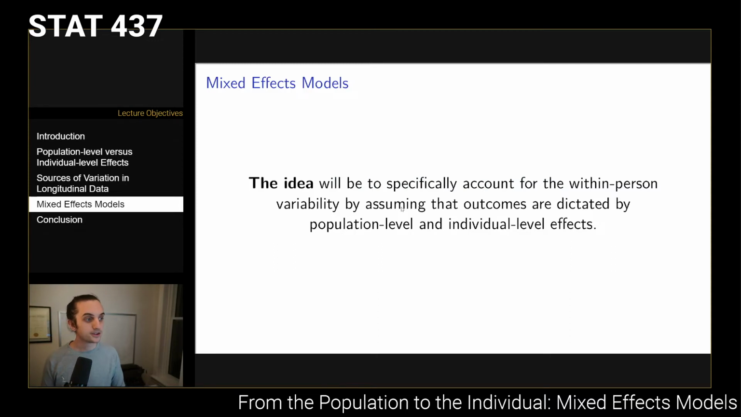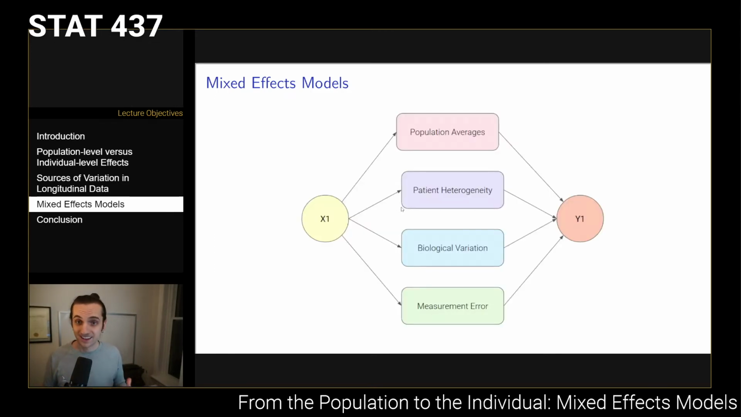So the idea is going to be to specifically account for the within person variability by explicitly indicating how the outcomes are related to individual level factors. Okay. So, back to that diagram here, instead of just grouping all of these sources of individual correlation together, we can think about actually modeling them, right? We can think about actually saying there are some patients who are going to respond better to treatment than other patients, or capturing this within person variation more explicitly.